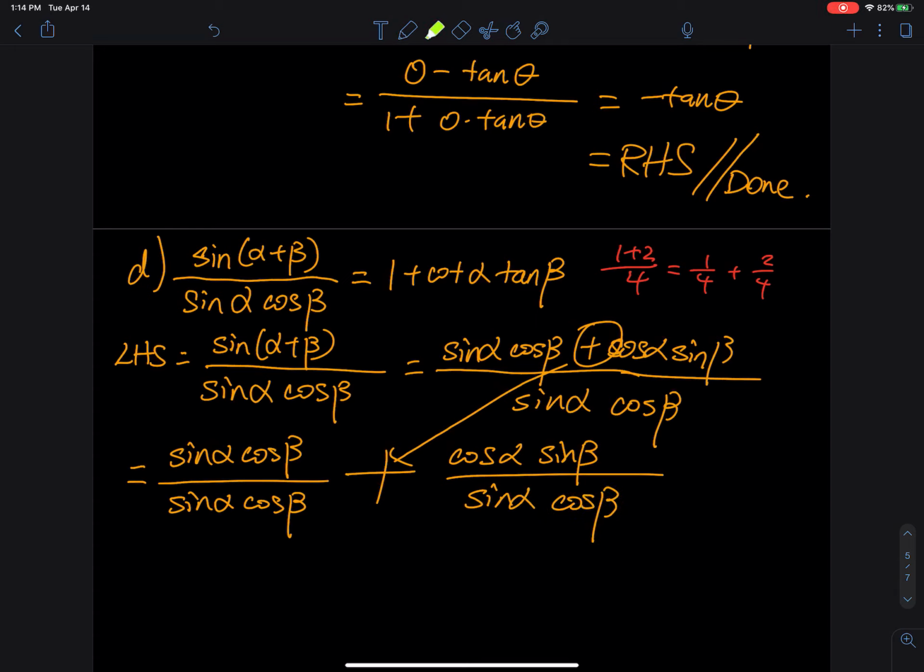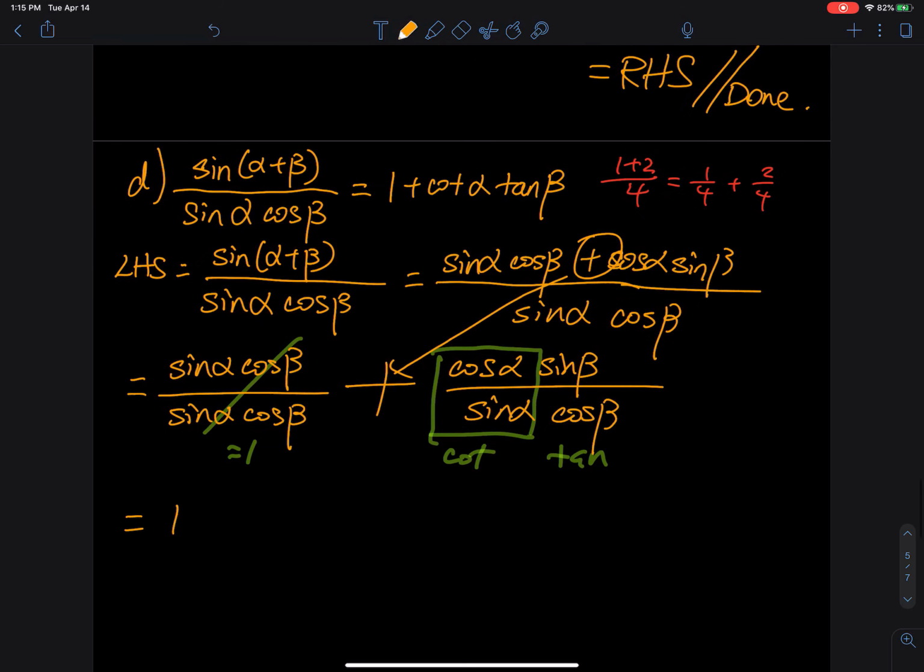And then we have to cancel something, simplify. This is equal to 1, right? And then this one gives you what? Cosine divided by sine. That gives you a cotangent. This one gives you a tangent, right? So at the end of the day, what do you have? You have 1 plus cotangent alpha times tangent beta. That is the right hand side. Your job is done.